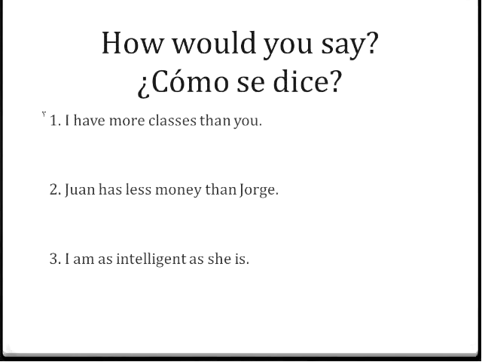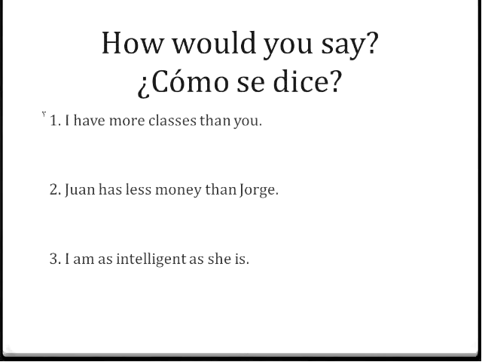So for number 2, Juan tiene, okay, we're using menos. This is the pattern I'm looking for, menos. Menos dinero que Jorge. Okay? So that one's menos dinero que. The first one was más clases que. Okay, and the third one is showing equality.